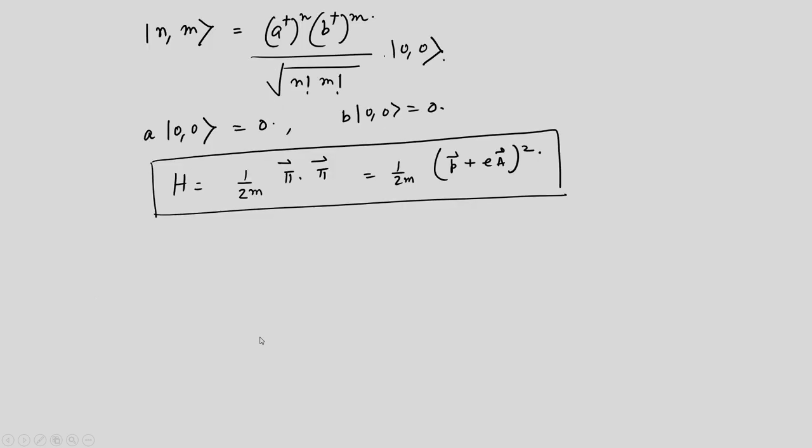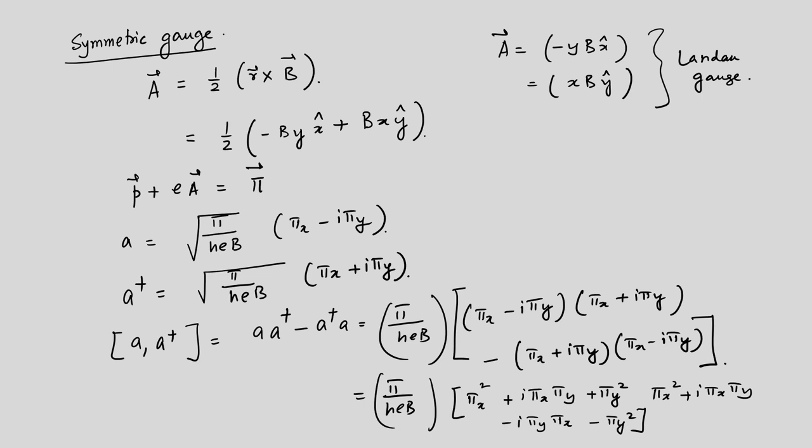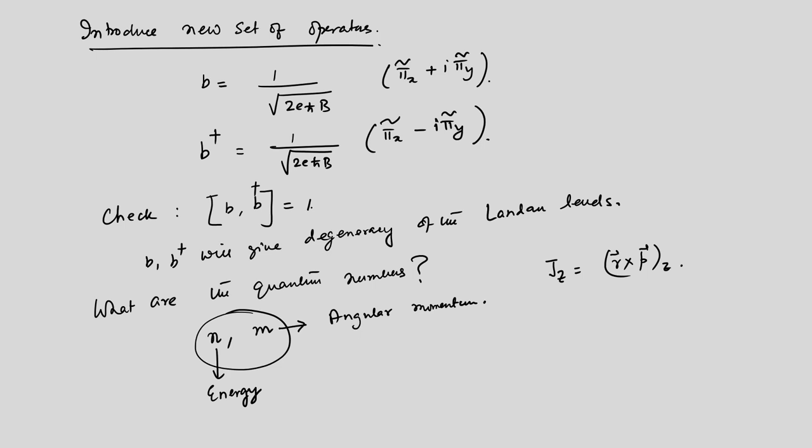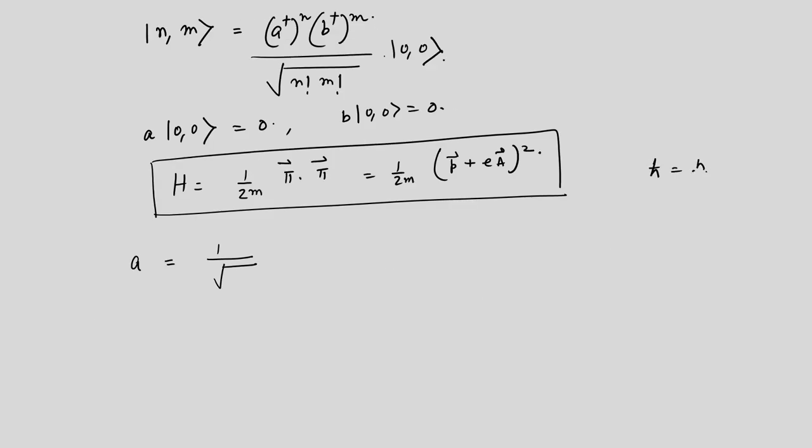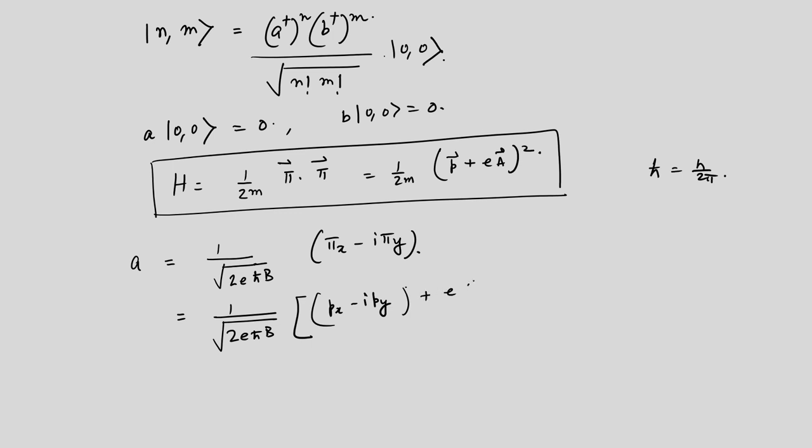In order to do that, let us write down again these A operators, which are 1 divided by root 2eħB times (π_x − iπ_y), using ħ equal to h over 2π. This is equal to 1 divided by root 2eħB times (p_x − ip_y) plus e(A_x − iA_y). So if you write this π_x in terms of p_x and A_x, and π_y in terms of p_y and A_y, this is the thing.